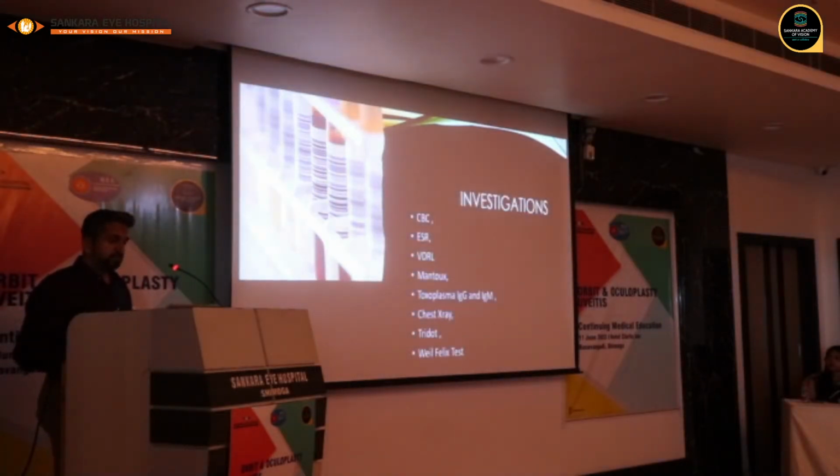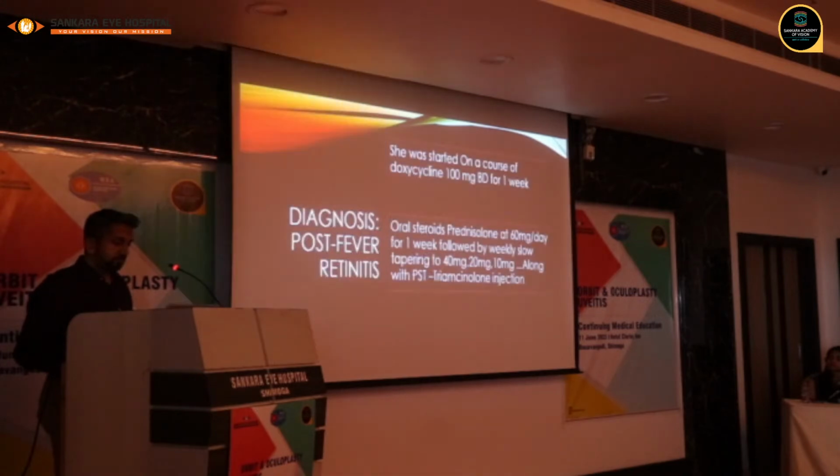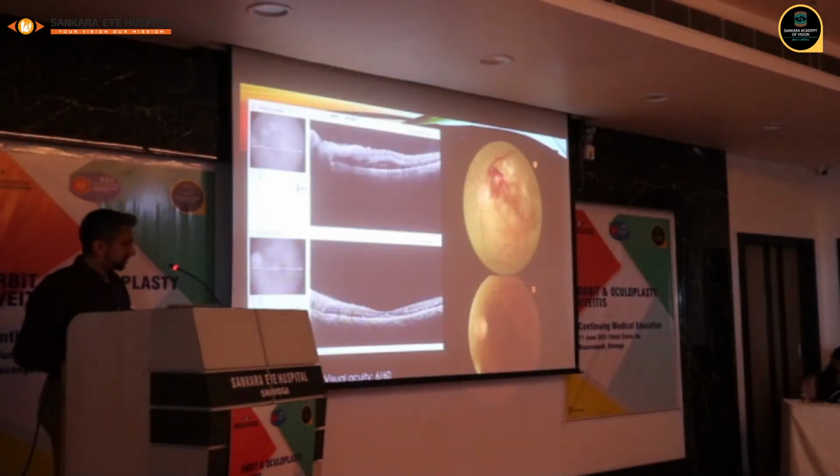So we did the usual uveitic investigations. I also included toxoplasma and Weil-Felix test. This patient had a positive Weil-Felix test. So she was started on a course of doxycycline 100 BD for 1 week, followed by oral steroids. Also, she was given a posterior subtenon injection of triamcinolone. Following which vision drastically improved to 6/60 in about 2 weeks.